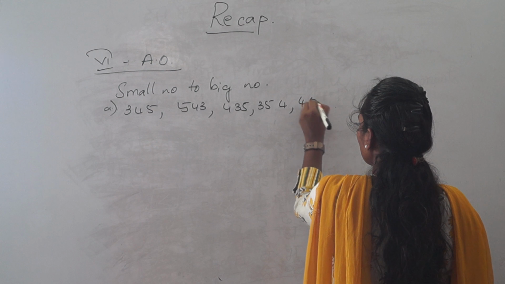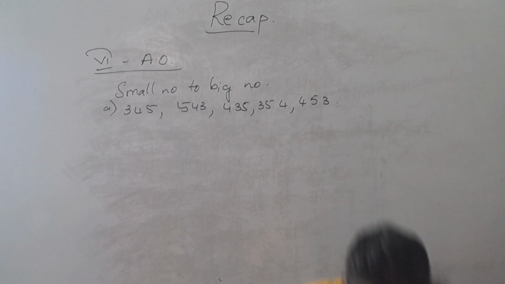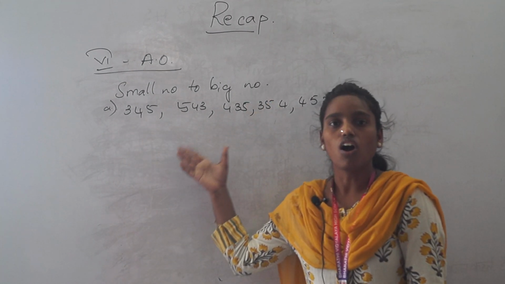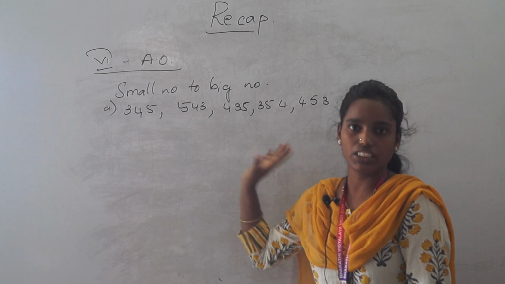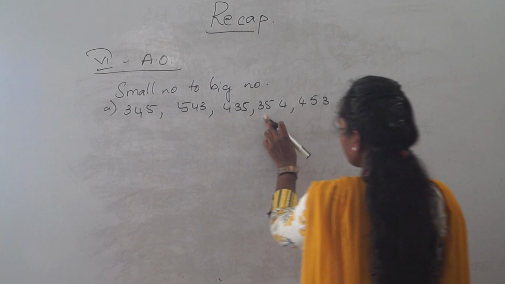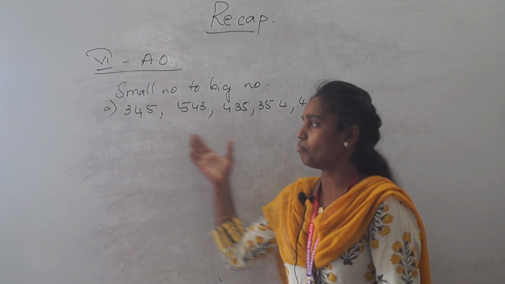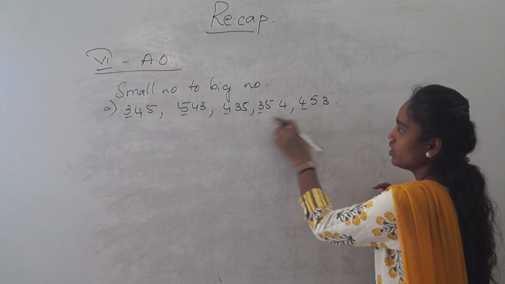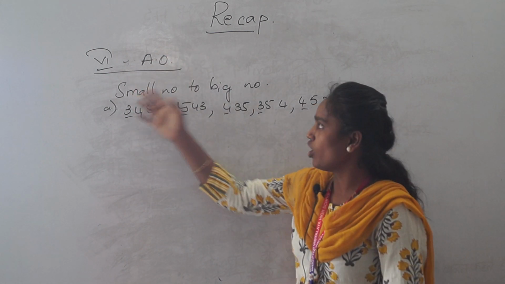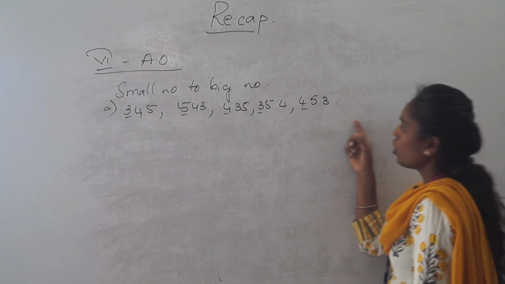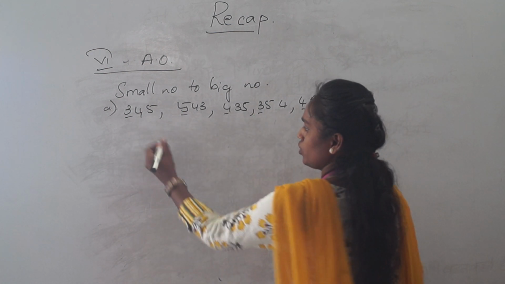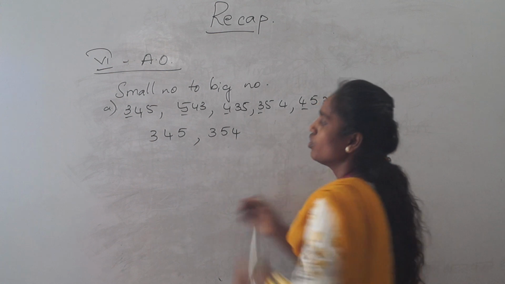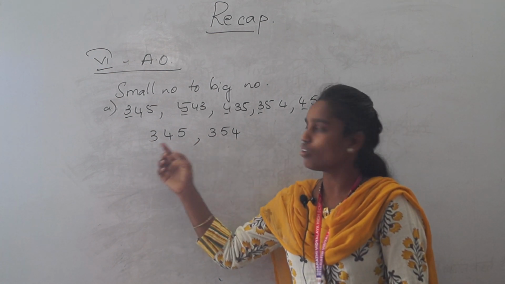354, 453. Okay, children, in ascending order or descending order, first you should check how many digits the numbers have. Here all are 3 digit numbers. So compare the hundreds place for all: 3, 5, 4, 3, 4. What is ascending order? Small number to big number. So among these, what is the small number? 3. Here there are two numbers, 345, 354. When you get like this, then you should go for the tens place.